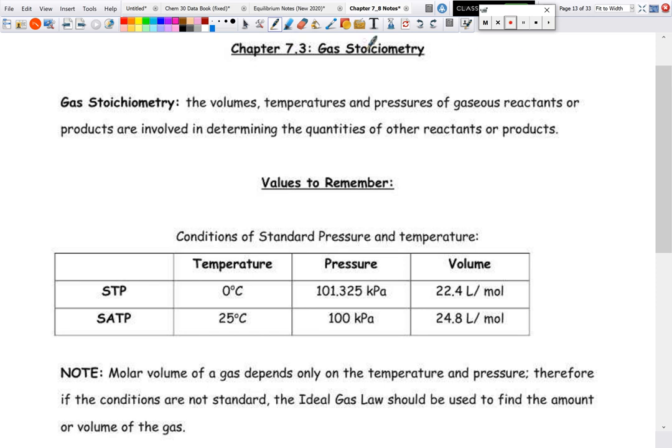Alright, welcome back. So today what we're going to be looking at is continuing our stoichiometry and looking specifically at gas stoichiometry. Our last one was on gravimetrics, so we were using the mass and molar mass equation. Now for gas stoichiometry, we are going to be using, of course, our gas laws.